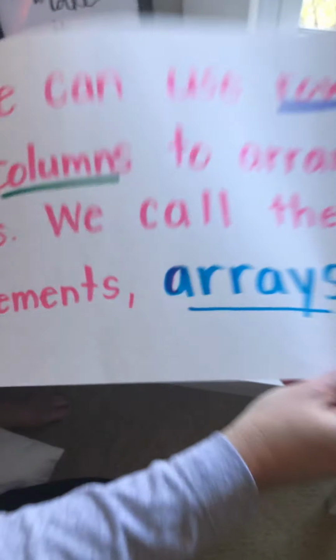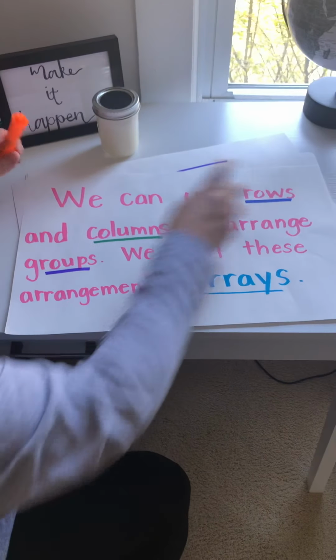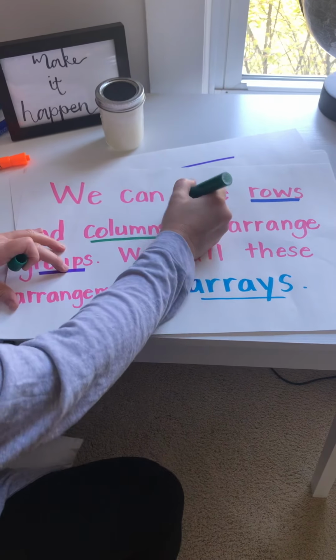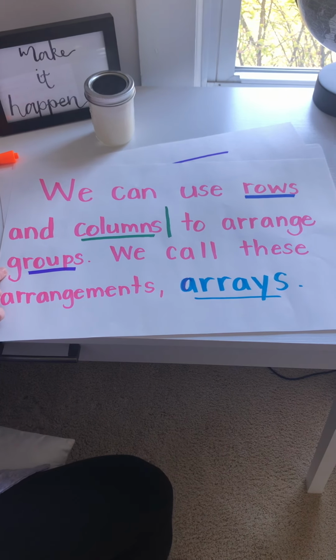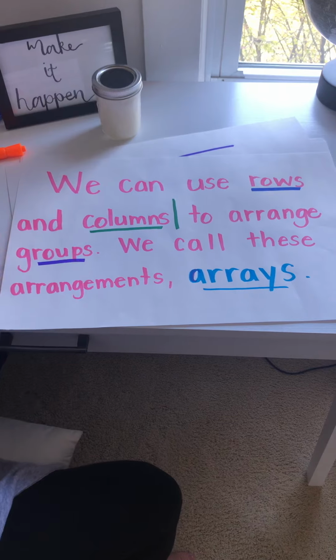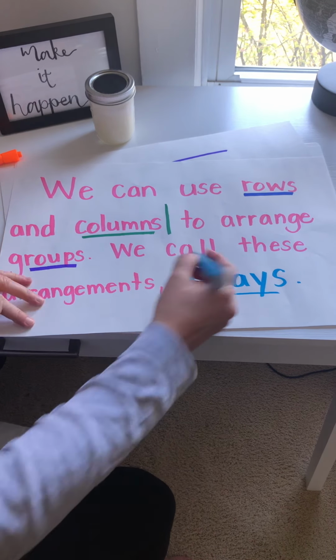So today, on your own, you'll be working on Lesson 5 in Module 6. And your objective is, you can use rows, which means across, and columns, which is up and down, to arrange groups you already have. And you'll actually be creating an array today.